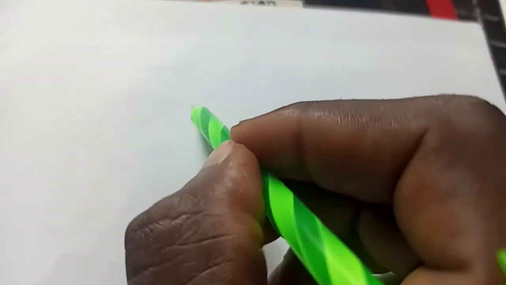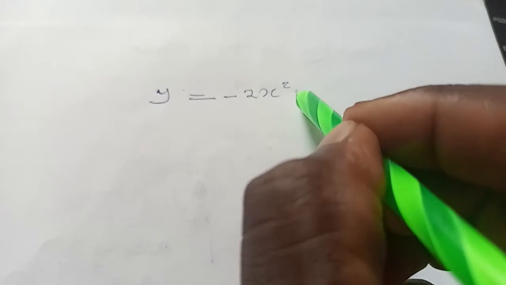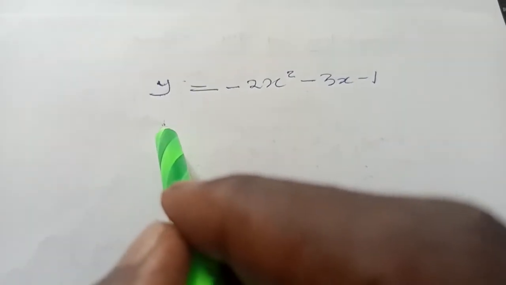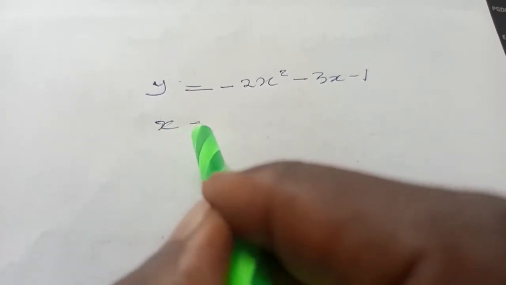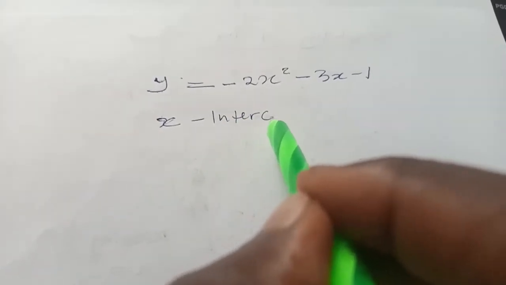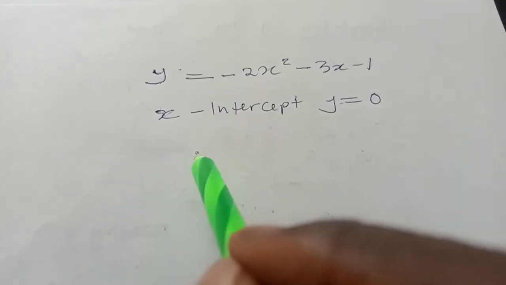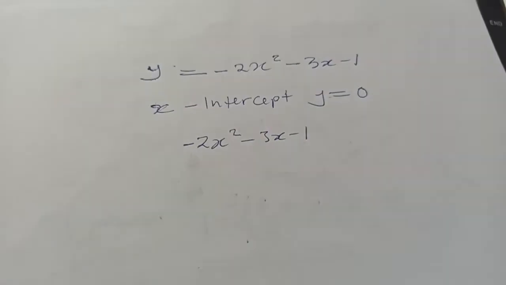Then we were told, okay, so we also were told to find the intercept of y is equal to -2x squared minus 3x minus 1. So in this case, we should find the x-intercept. The x-intercept is when y is equal to 0. So -2x squared minus 3x minus 1.